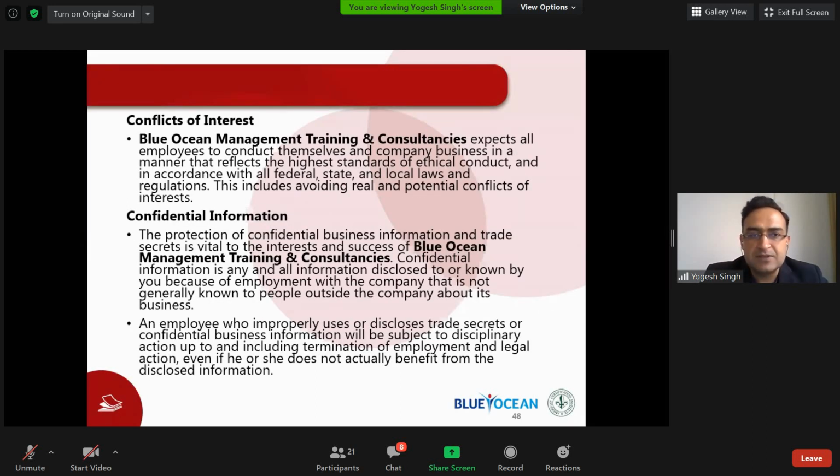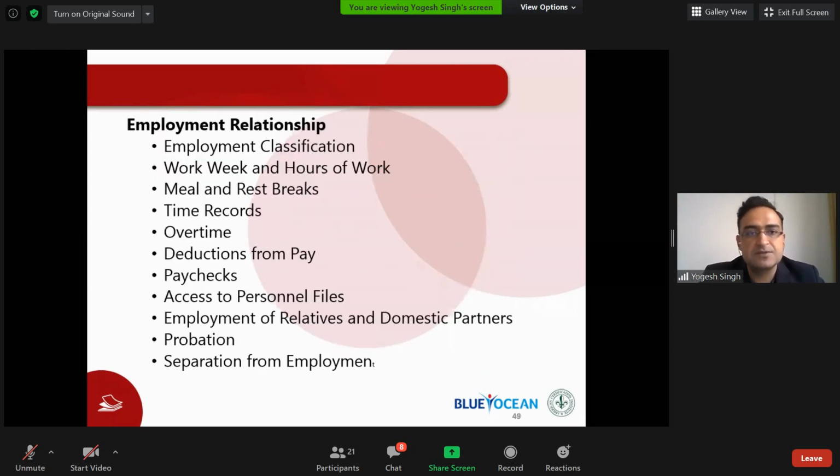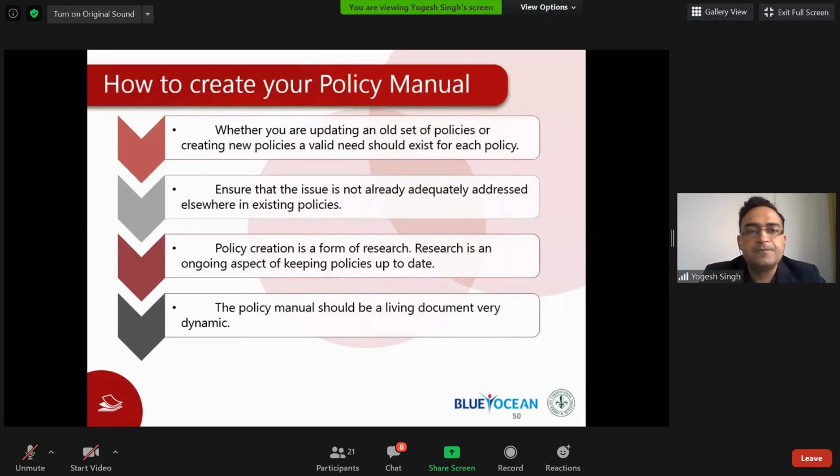Conflict of interest, we discussed in detail again. So what it states is that we expect all employees to conduct themselves and company business in a manner that reflects the highest ethical standard and avoiding real and potential conflict of interests. And then it further goes into what we mean by conflict of interest and some examples of conflict of interest. Now, certain rules which you all should know.